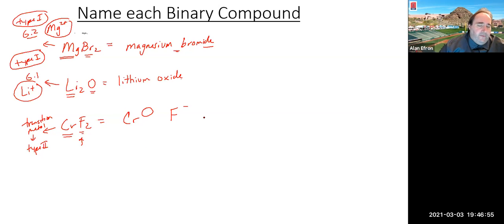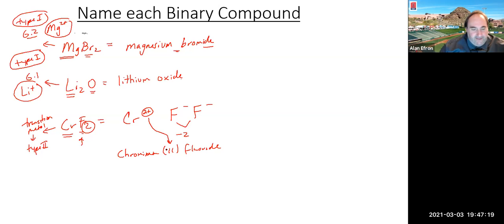And there are 2 of them, which means we have a grand total of -2. And that means that our chromium here should be +2 to balance it out. So this is going to be chromium, it's getting late, chromium Roman numeral 2 fluoride. I guess there. Very badly written chromium Roman numeral 2, but fluoride. Any questions on those guys there?